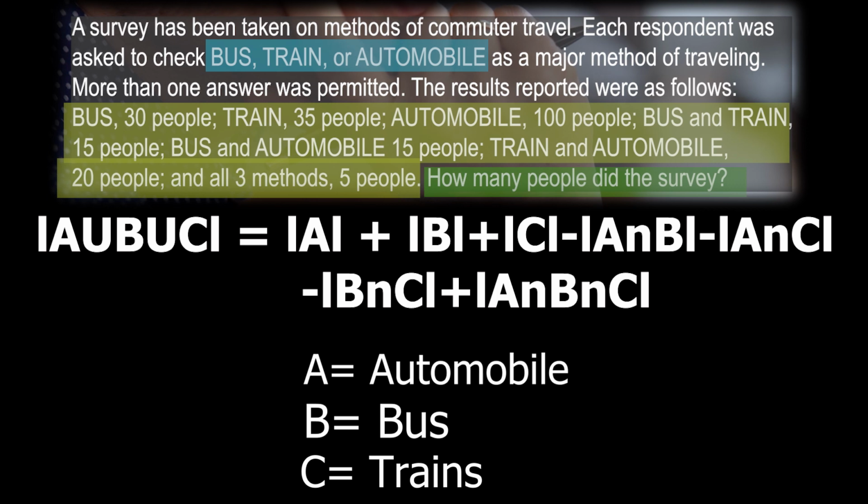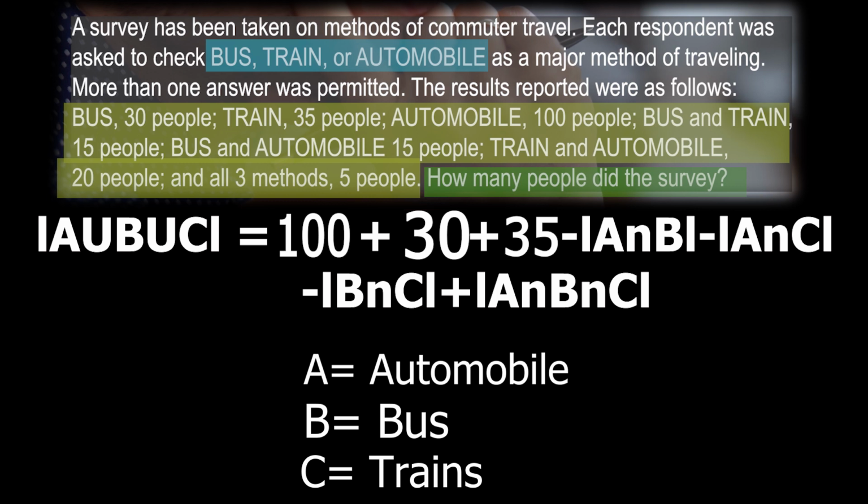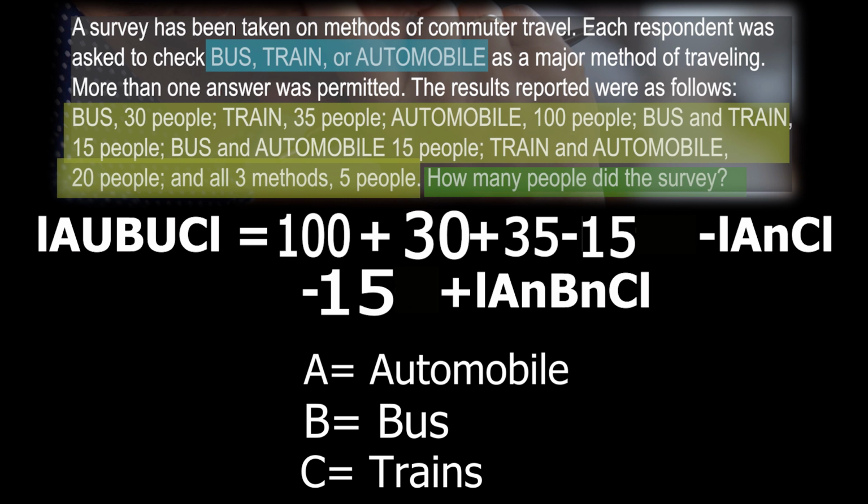We already know the cardinality of A, B, and C because we know 30 people took the bus, 35 people took the train, and 100 people took the automobile. The rest of the information is about the relationships. 15 people ticked bus and train, so that's B intersect C. Another 15 ticked both bus and automobile, which is B intersect A. 20 people selected trains and automobiles, which is C intersect A. And 5 people chose all 3 methods of transportation, which is the final term in the equation.